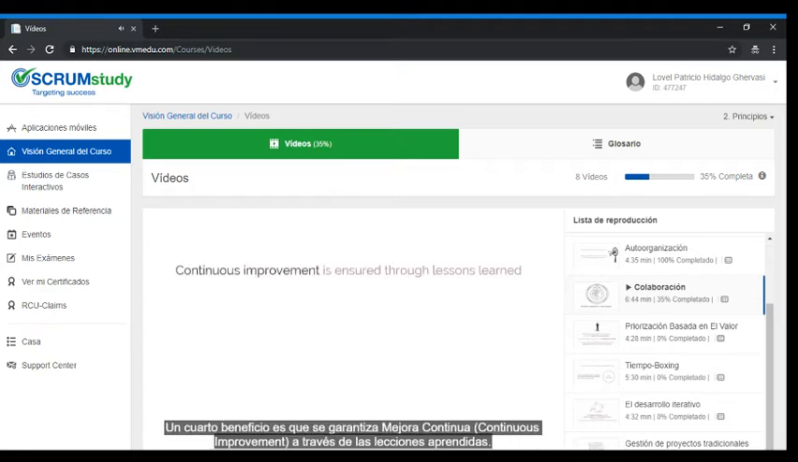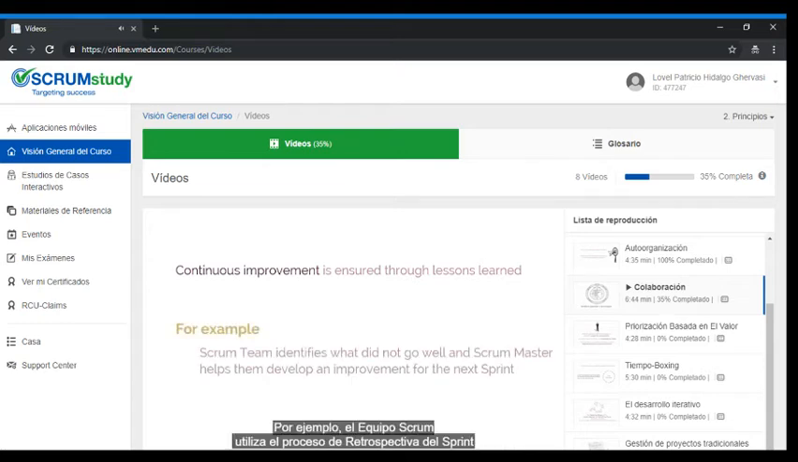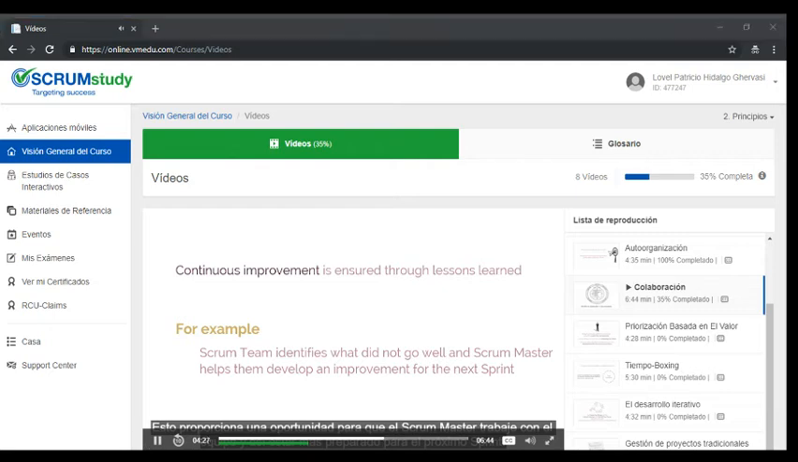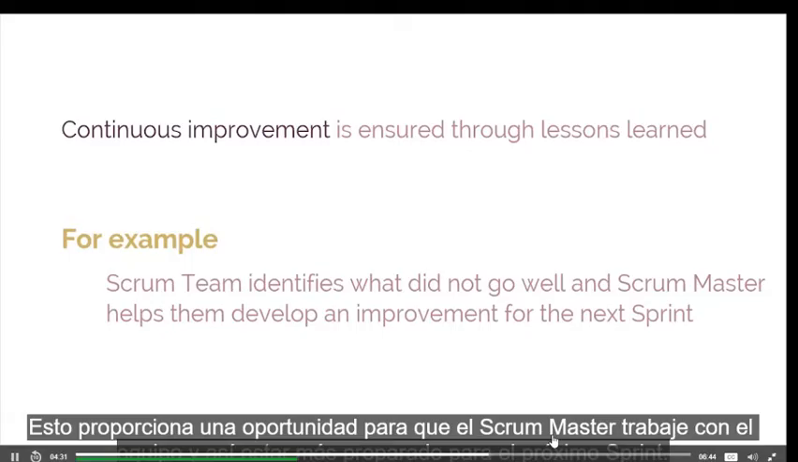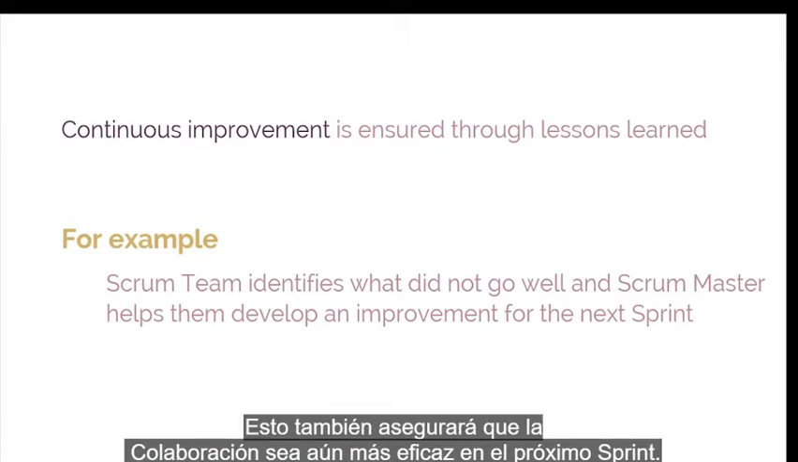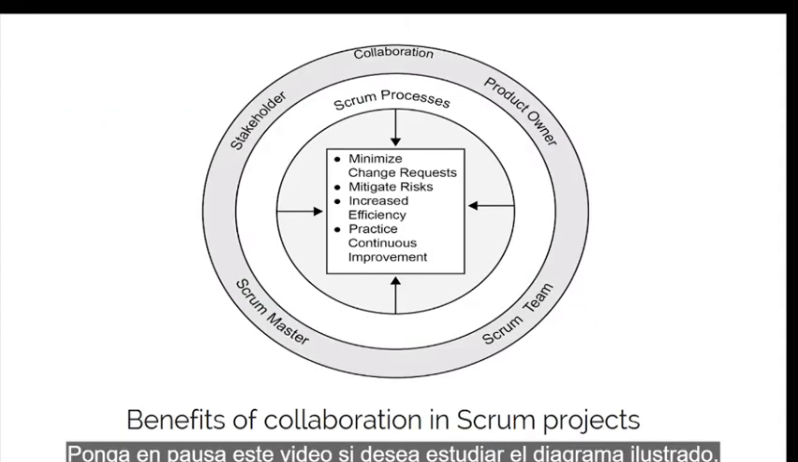A fourth benefit is that continuous improvement is ensured through lessons learned in collaboration. For example, the Scrum team uses the retrospect sprint process to identify what went well and what didn't go well in the previous sprint. This provides opportunity to the Scrum Master to work with the team and rework and improve the team for the next scheduled sprint. This will also ensure that collaboration is even more effective in the next sprint.